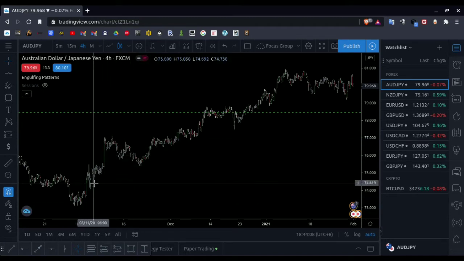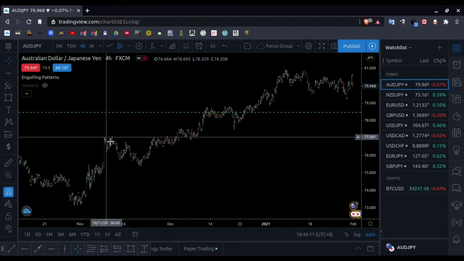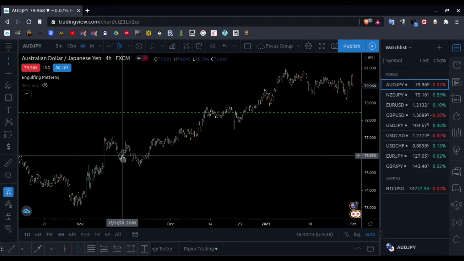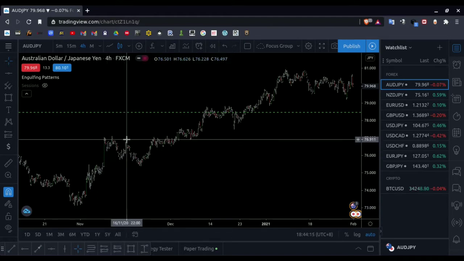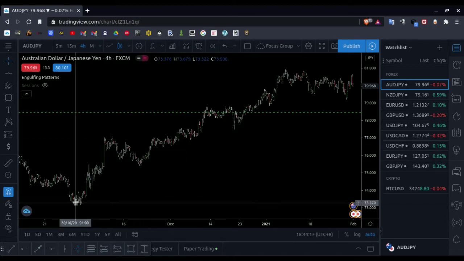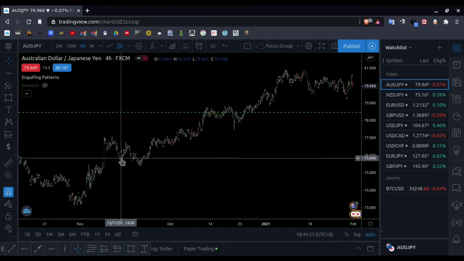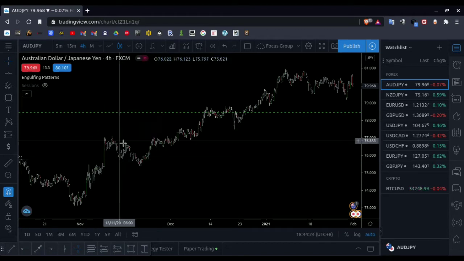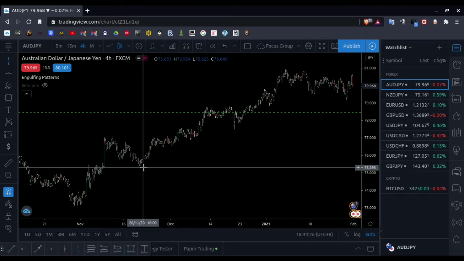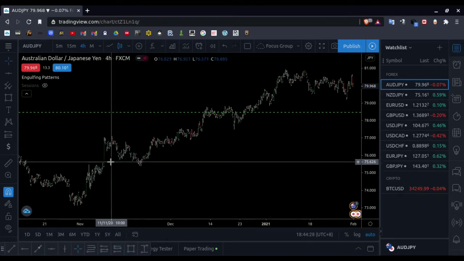Actually, wait, it made a high, then it made a low, then it made a higher high, then it made a lower high, then it made a low, high, low, high. Then here we could say it made a lower high, but it failed to make a higher high, and then it made a lower low. So right here we could say structure was broken.